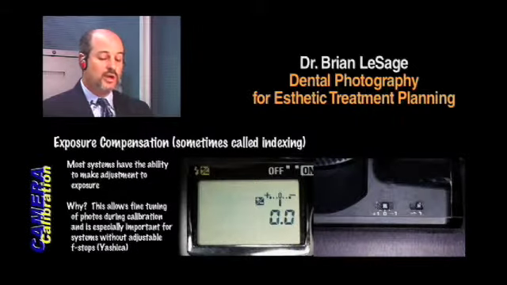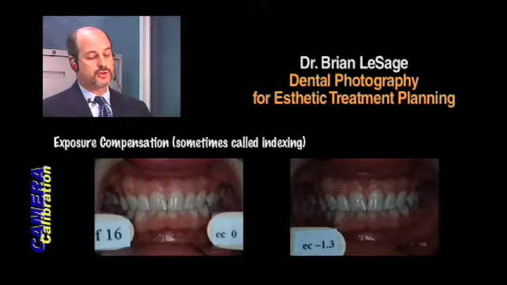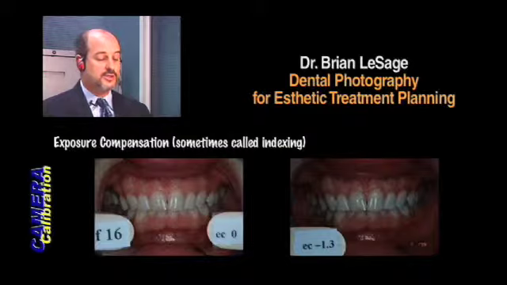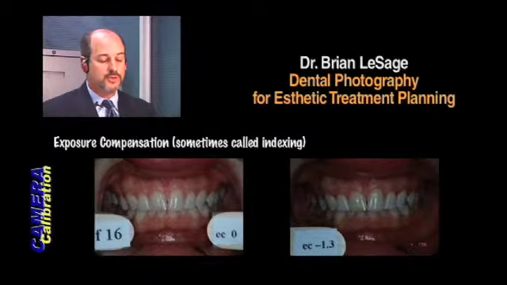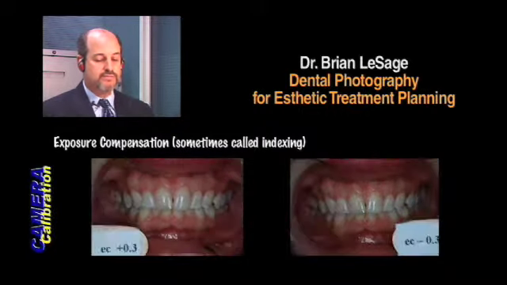And then once you decide what f-stop you like, then you can fine-tune it with exposure compensation. Okay, so like I said, we like the f16. We told you, remember, we like the f16 and we like the f22 in this view. Now we're going to put in a little exposure compensation. Here's none, and here's minus 1.3. You can see that it's darker.